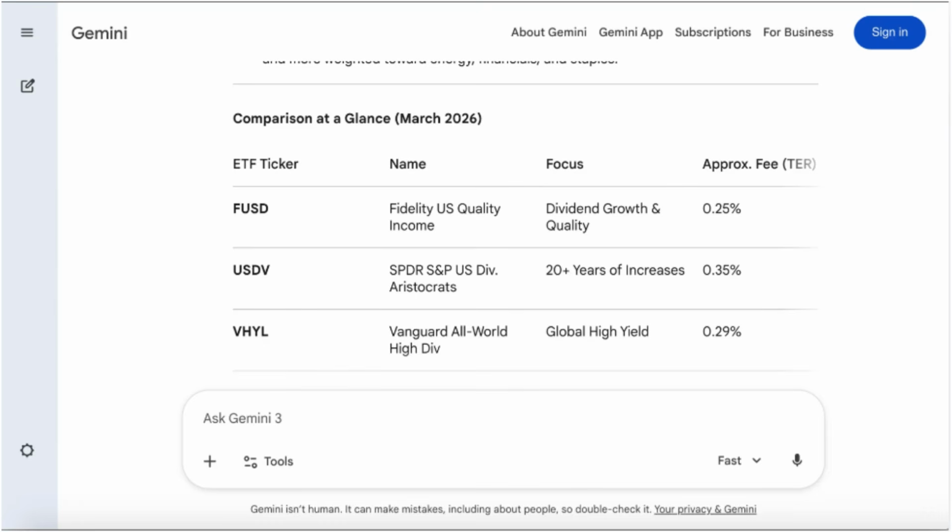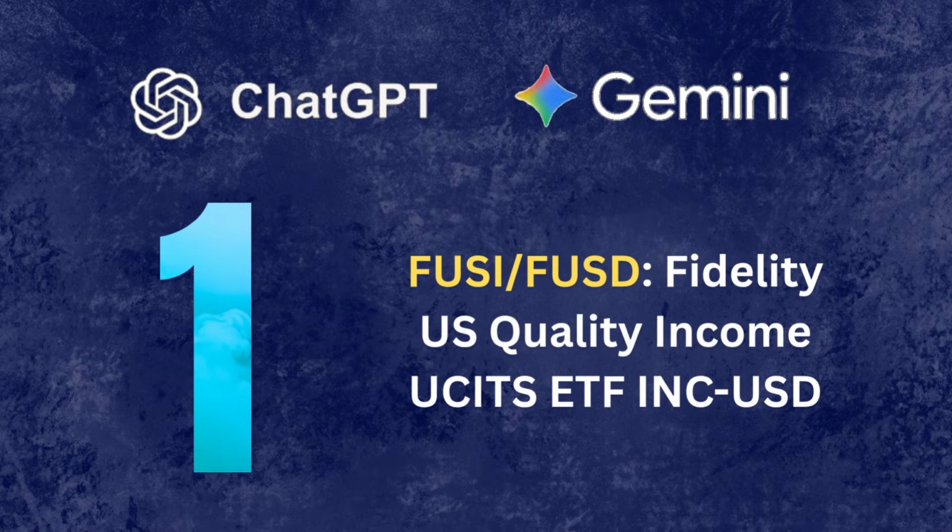So once again, we're seeing a familiar pattern. Gemini gives us 3 strong options, but when we apply our criteria, only one truly ticks all 4 boxes. And once again, that's FUSD. At this point, the evidence is starting to stack up. Different sources, different approaches, and yet the same ETF keeps coming out on top. But opinions are one thing. What does the actual data say?